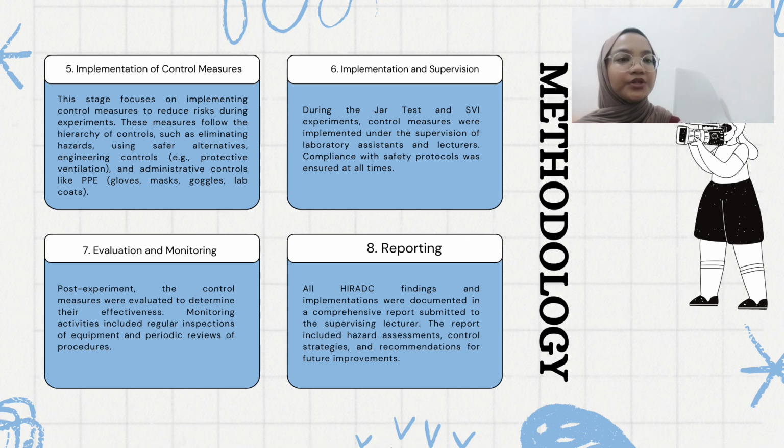And the last is reporting. All HIRADC findings and implementations were documented in a comprehensive report submitted to the supervising lecturer. The report includes hazard assessment, control strategies, and recommendations for future improvement.